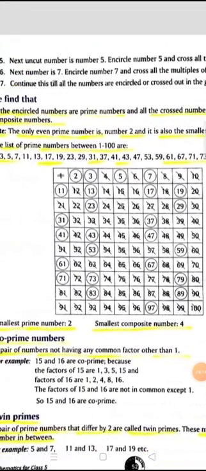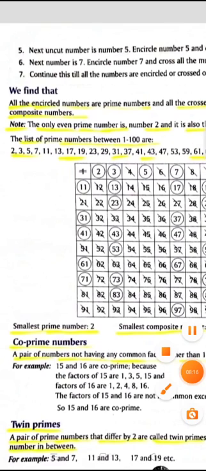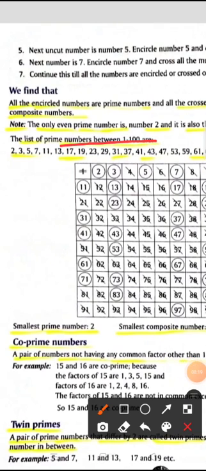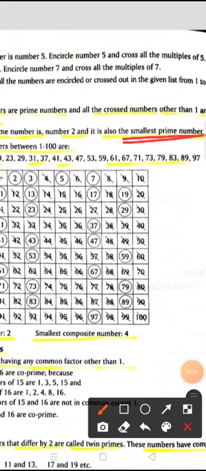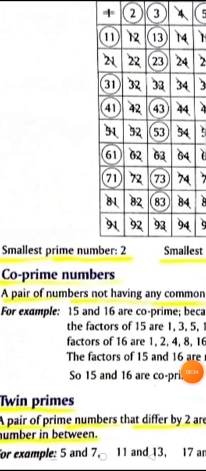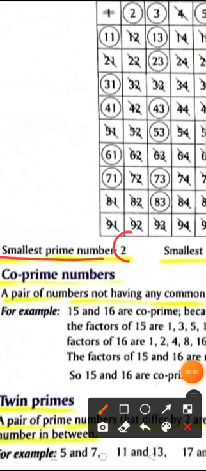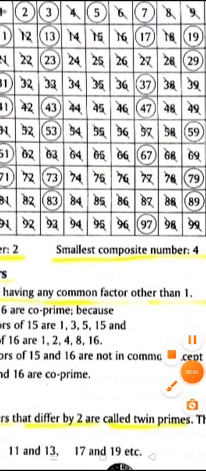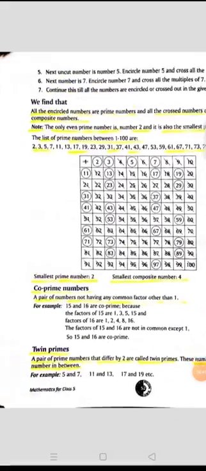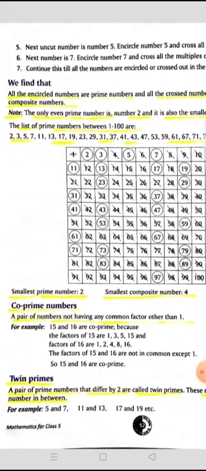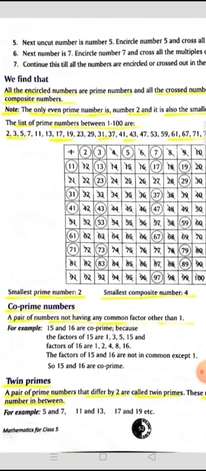Here you have seen the list of the prime numbers from 1 to 100. All these are prime numbers. The only even prime number is 2, I have already told you. It is also the smallest prime number. The smallest prime number is 2 and the smallest composite number is 4. Have you understood how to find prime and composite? Very easy.